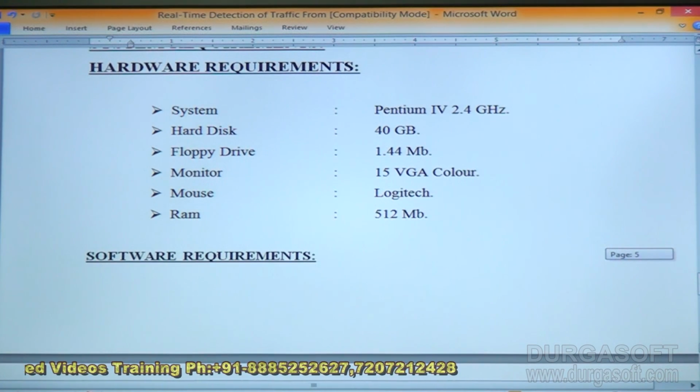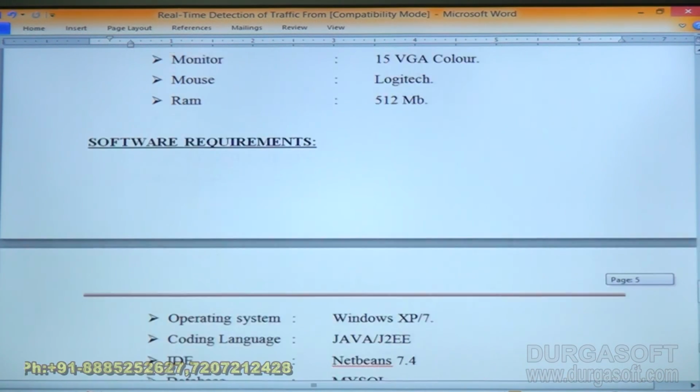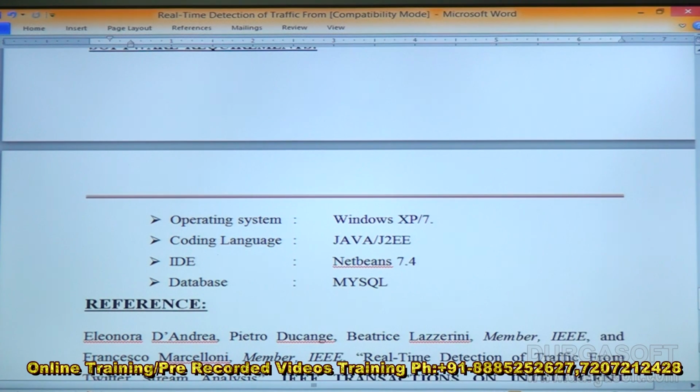So what are the system requirements we have to maintain? Hardware requirements, software requirements, operating system, and the coding language. We used Java for this development project. We also use .NET, and for the IDE we use the NetBeans 7.4 version. You can also use any version of NetBeans, and the database is MySQL. Here we can also use an Oracle database.